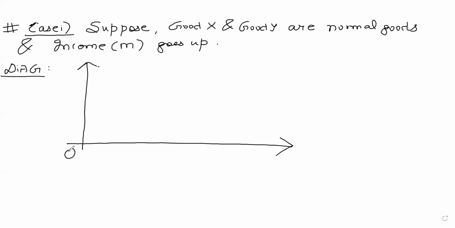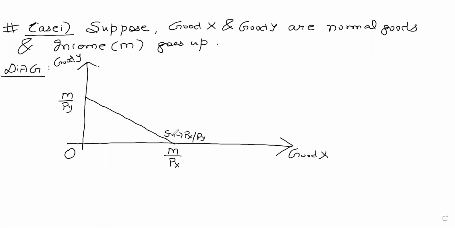To draw the diagram, the first thing we draw is the budget line always. So good X on the horizontal axis, good Y on the vertical axis. We always draw the initial budget line first. This is my initial budget line. My horizontal intercept is M by Px, vertical intercept M by Py. Slope of the budget line is minus Px by Py. Recall this from my lectures on budget lines within the topic consumer theory.